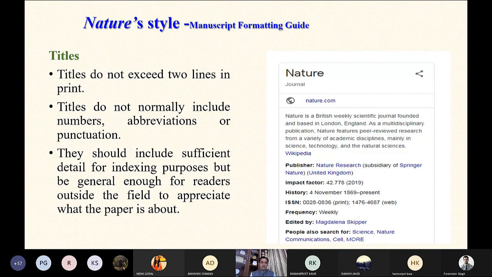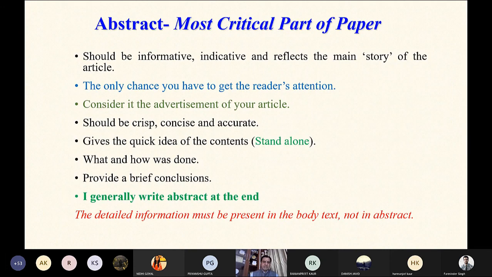And it must include sufficient detail for indexing purposes, meaning for citation purposes. And we should not use technical words in the title, because we have to get the attention of readers, or of an audience, who are not from the same field. Ultimately, whatever title we decide, we have to follow the guidelines of the journal to which we are going to submit the paper. If we do not follow the guidelines of the journals, we will not be able to get the paper published in that journal.